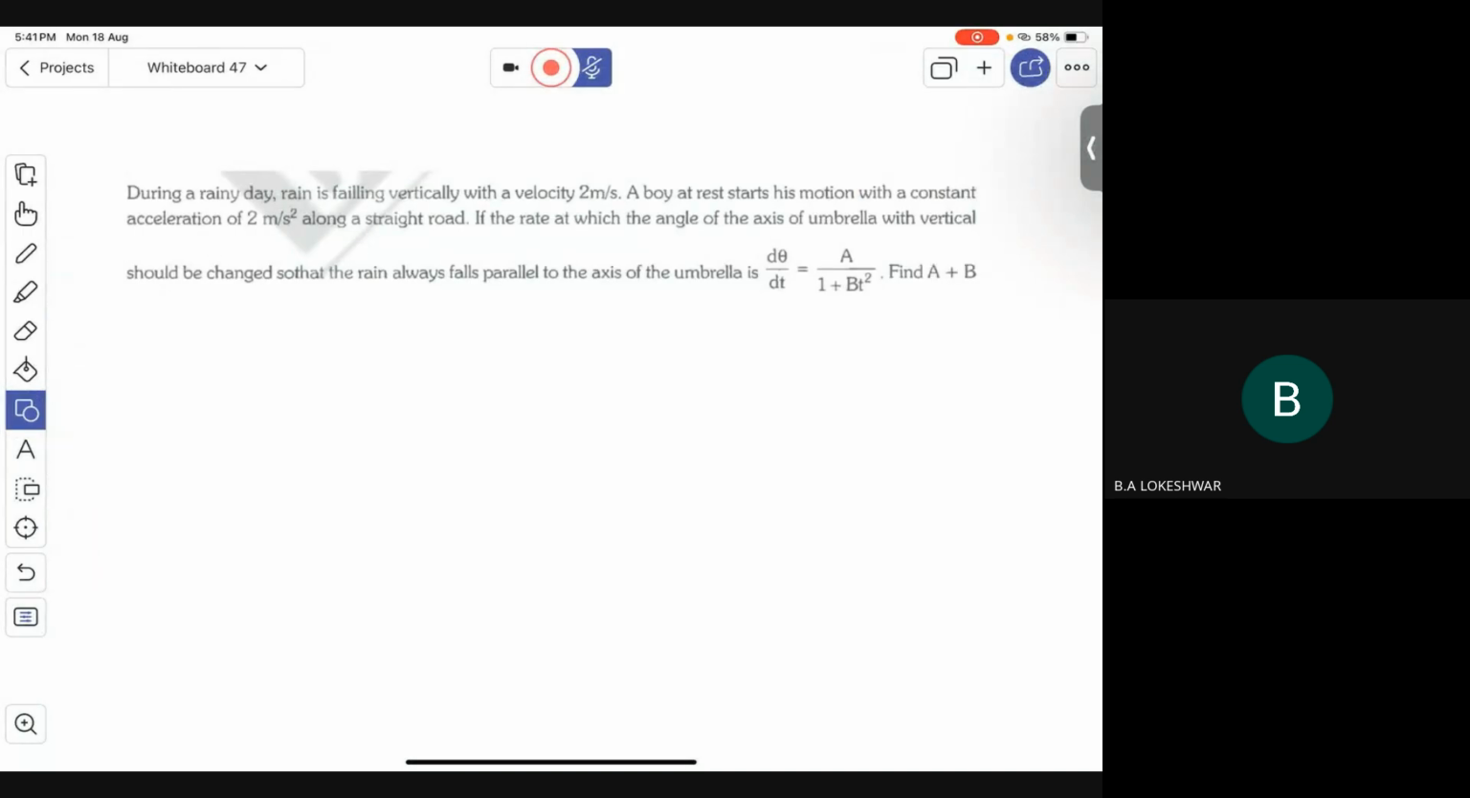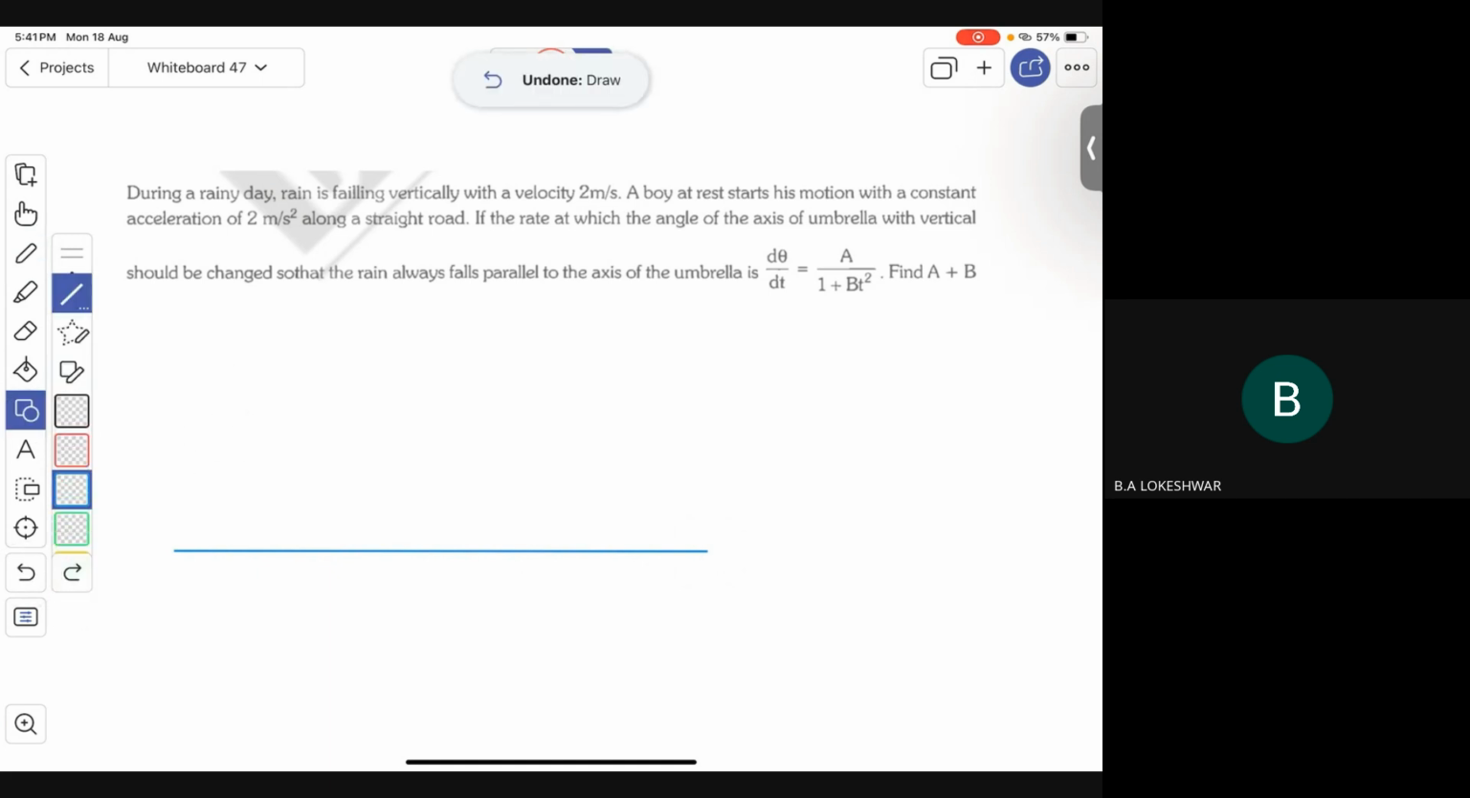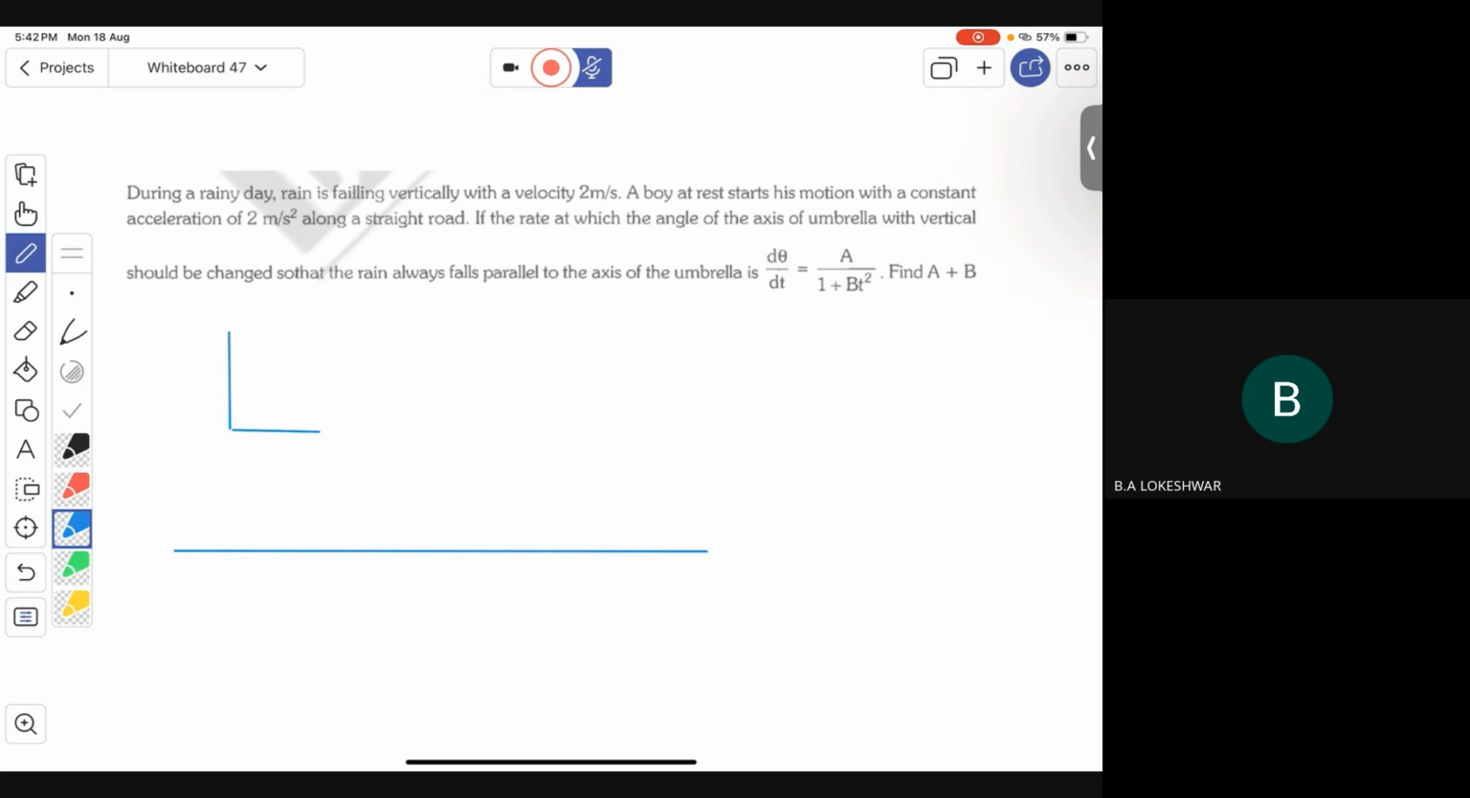Suppose I consider this as our y direction, upward as positive y, and this way as our positive x. It is told that rain is falling vertically down, so the velocity of the rain will be minus 2 j cap, no? Because it is told that rain is falling vertically down with 2.